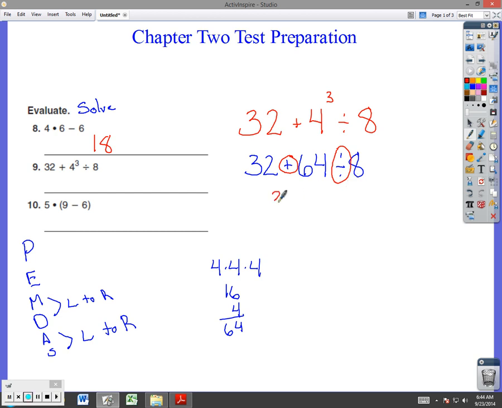So the 32 will stay. I did not use that addition sign. 64 divided by 8 is 8. I now only have addition left, and I know what is 32 plus 8. That should give you 40.